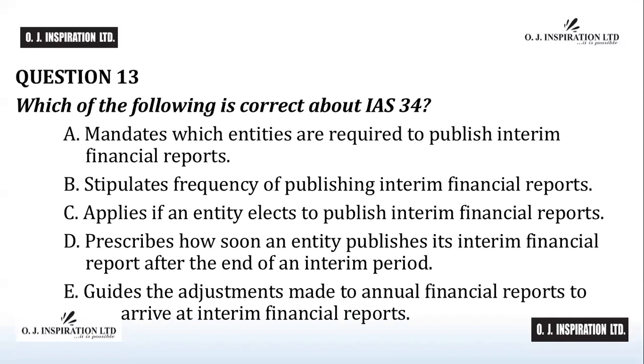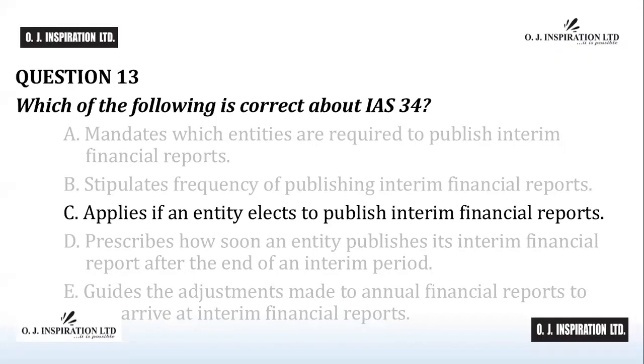Question number 13. The answer to question number 13 is C, applies if an entity elects to publish interim financial reports. IAS 34 provides that it is applied if an entity is required or elects to publish an interim financial report in accordance with International Financial Reporting Standards, IFRS. C is the answer to question number 13.